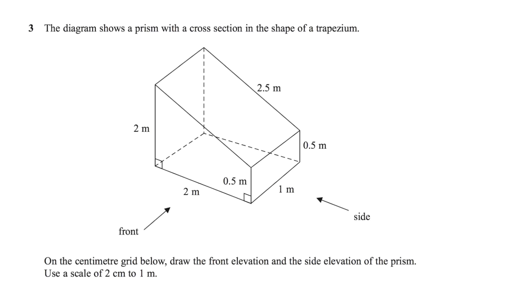So the first thing I'm going to do is convert the measurements from metres to centimetres. So 2 metres is 4 centimetres. 2 metres again is 4 centimetres. 0.5 metres is 1 centimetre. 1 metre is 2 centimetres. 0.5 metres again is 1 centimetre. And 2.5 metres is 5 centimetres.